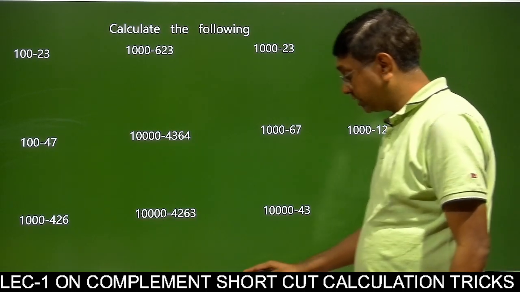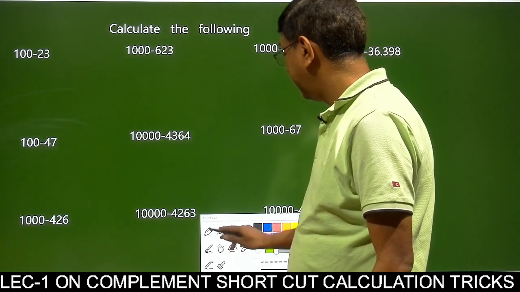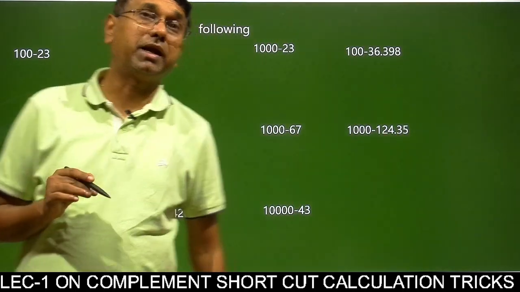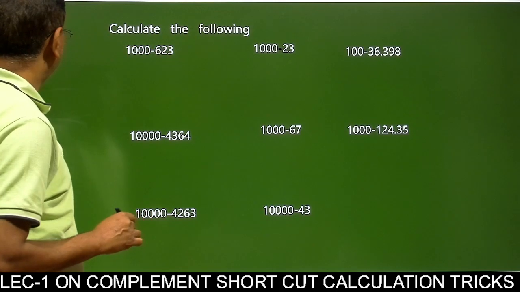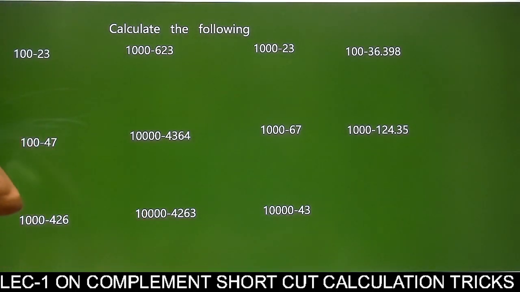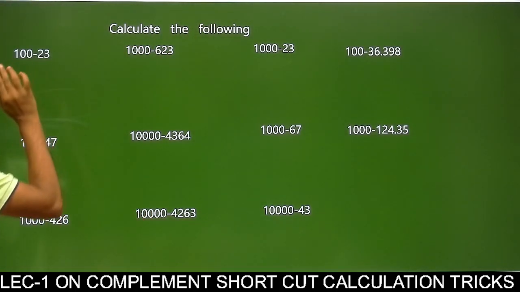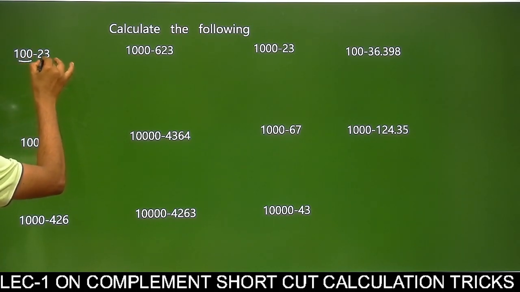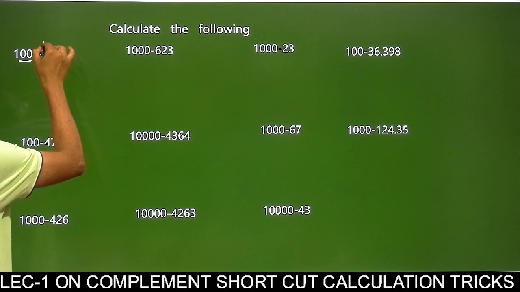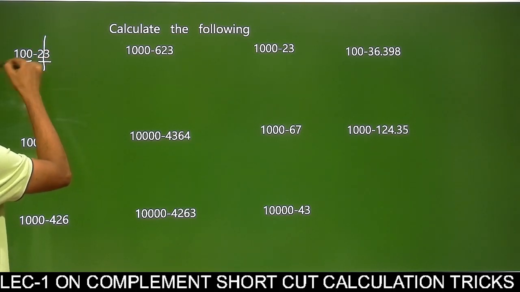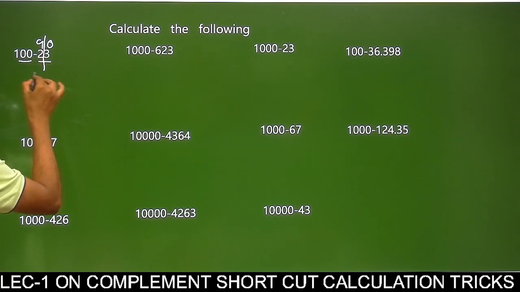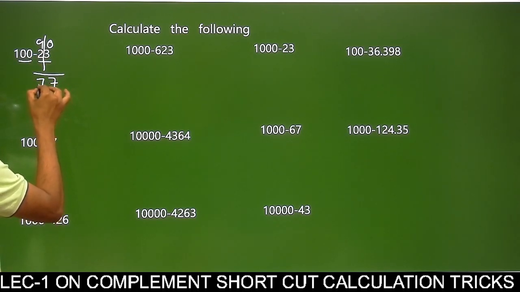Now calculate the following. So first we will use the rule of complement and second I have to see that while subtracting, the number of digits should equal the number of zeros. So 100 minus 23 is fine. Here 2 digits, here 2 zeros. Rule of complement: apply the rule of complement on 23. Forget about 100, this from 0, this from 9. So 10 minus 3 is 7, 9 minus 2 is 7.